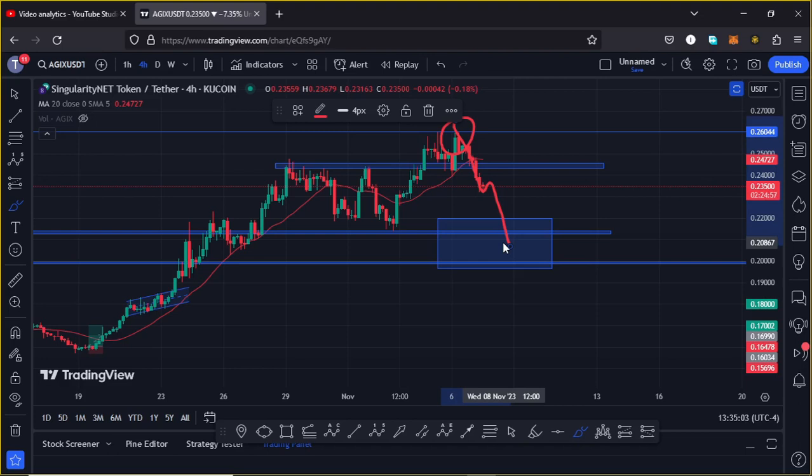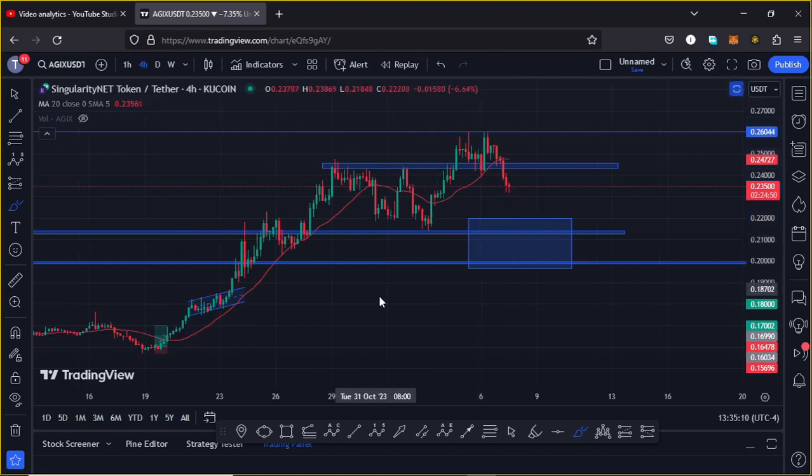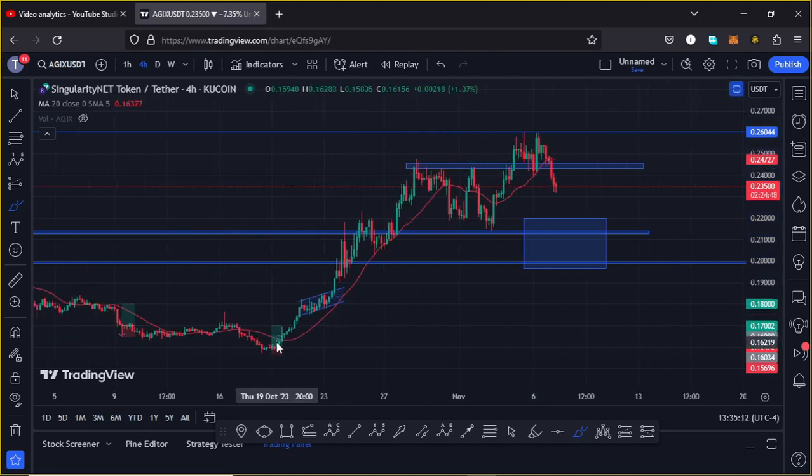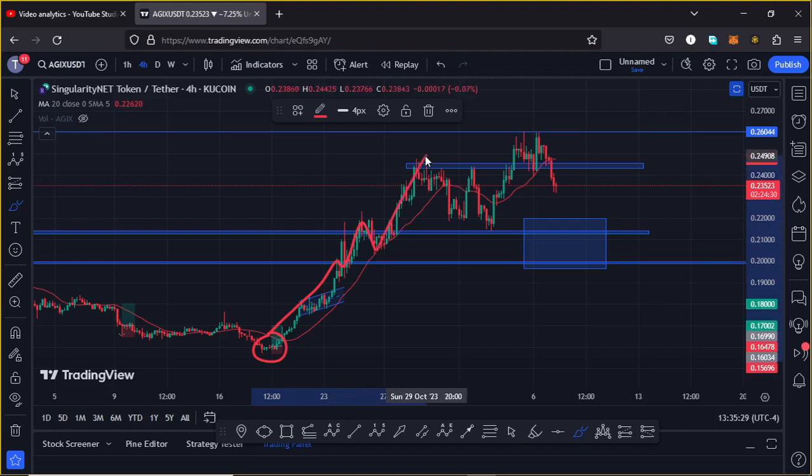And to give you a better understanding of how I come up with that target area, I want to first give you a recap of what has been happening on the AGIX chart for the past 2 weeks, where you can see that on the 18th of October, we got a low at around the $0.15729 mark before we started this massive push to the upside, breaking above resistances in a move that has now given us a high above the $0.26 mark.